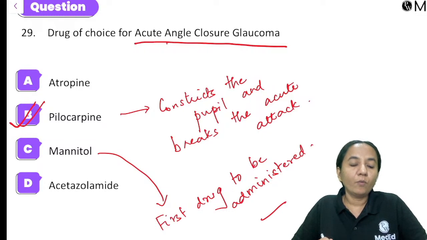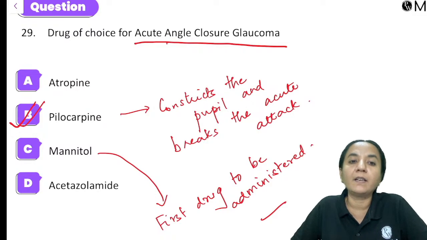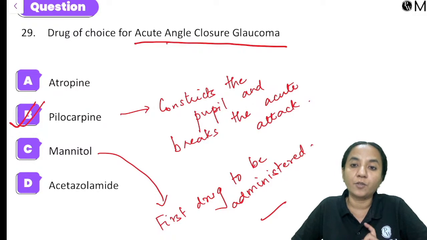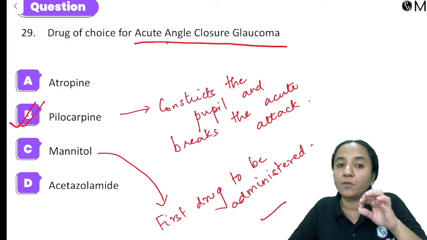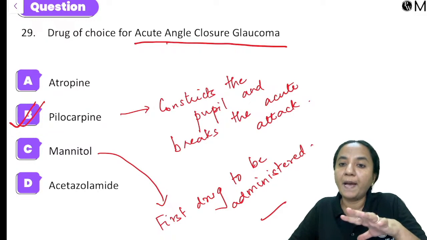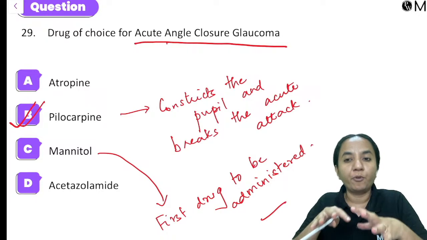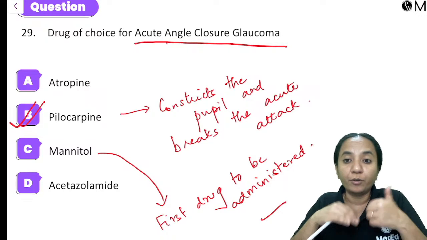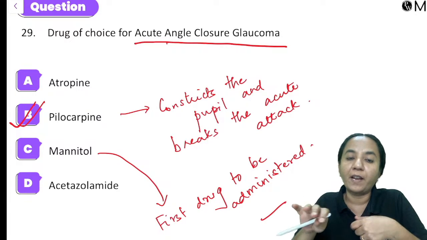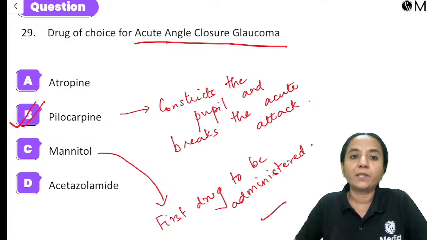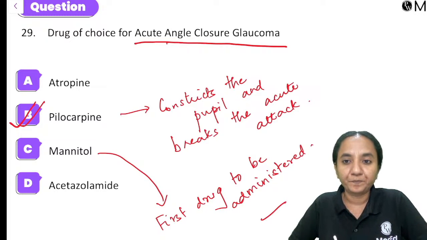Okay, so what is the first drug to be administered? The first drug to be administered is mannitol because it decreases the pressure below 40. However, mannitol is only going to temporarily decrease the IOP. It's not going to solve the problem. So therefore, we cannot say it is the drug of choice. If we are asked what is the drug of choice, the answer will be pilocarpine.